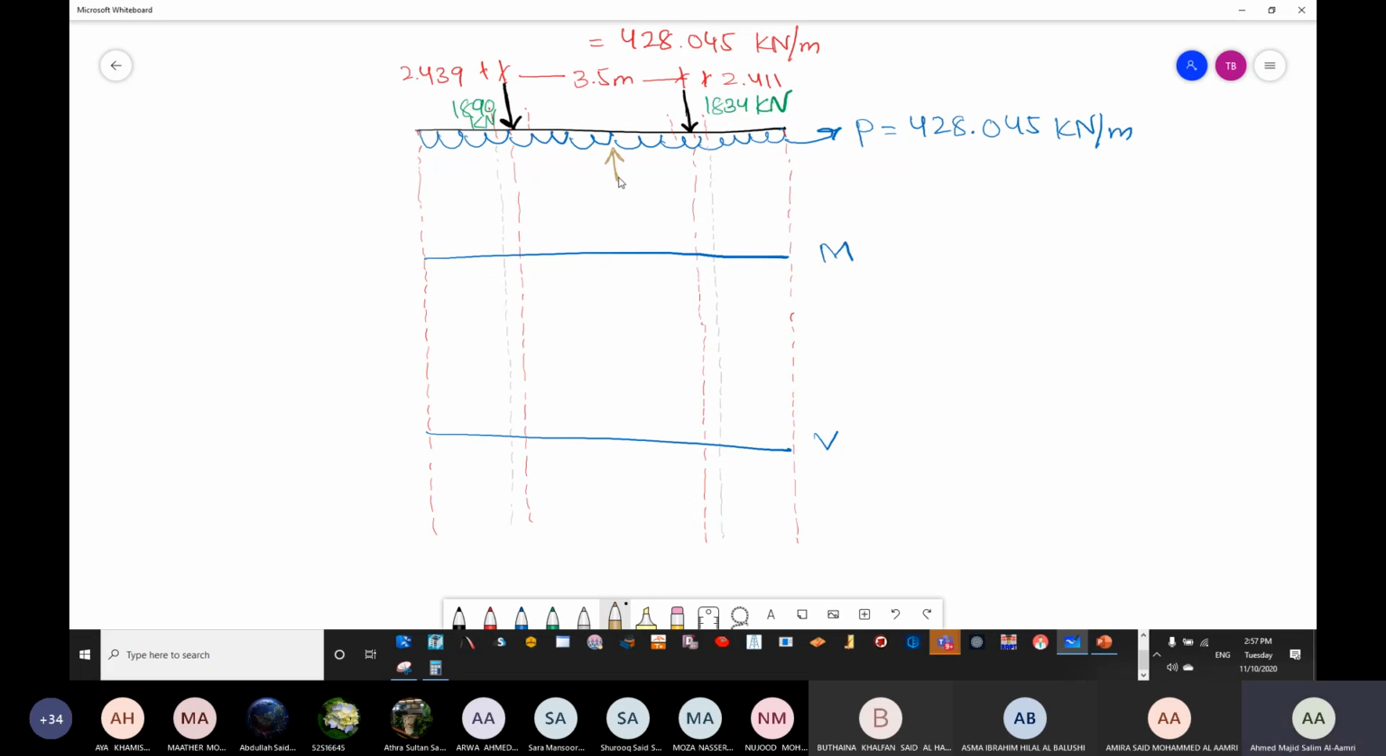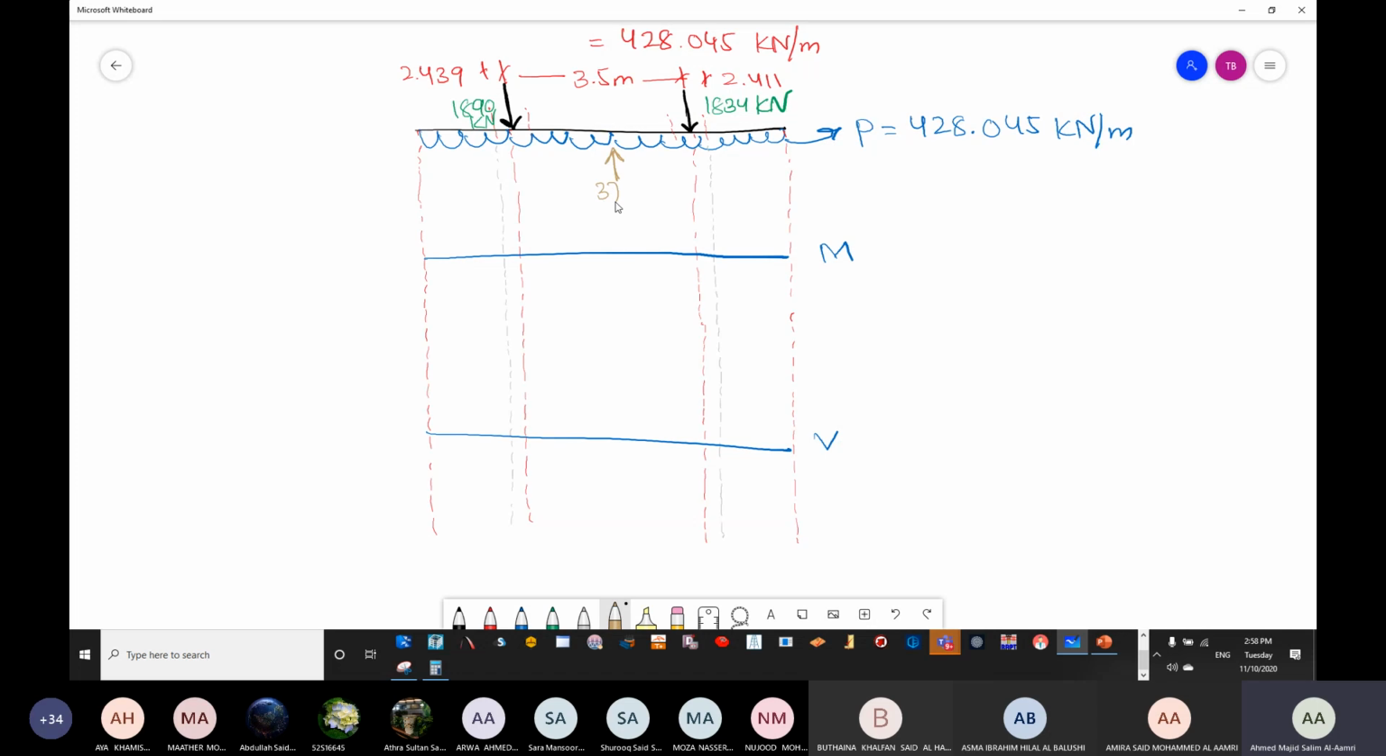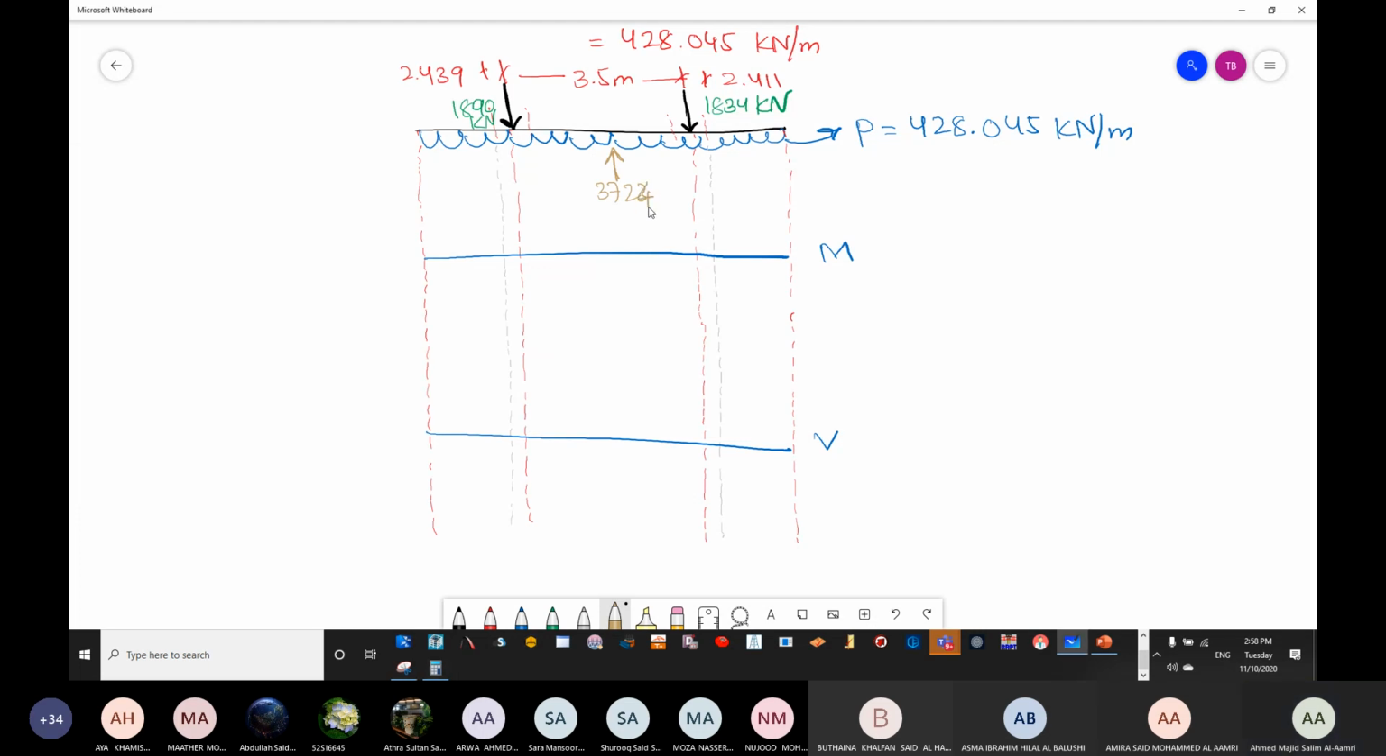How do we convert a UDL into a point load? By multiplying W into L. Your W is 428.045. Your L is 8.7, the length of the foundation, the length of the UDL. So we have a total upward force of 3,723 point something. Do you agree?